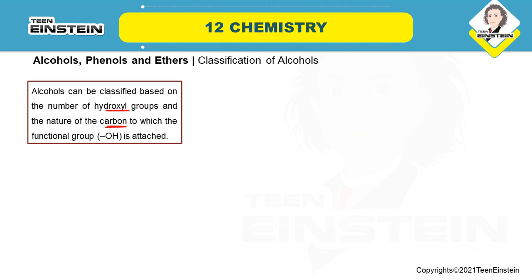Now when we are talking about nature, again under this category 2 types are possible. One is whether the carbon is primary, secondary, tertiary. That we have already seen in the last slide. Another possibility, that is also the nature of carbon, is whether the carbon is sp3 hybridized, sp2 hybridized or sp hybridized. Depending on that also classification is possible.